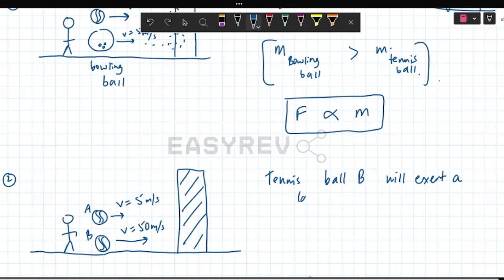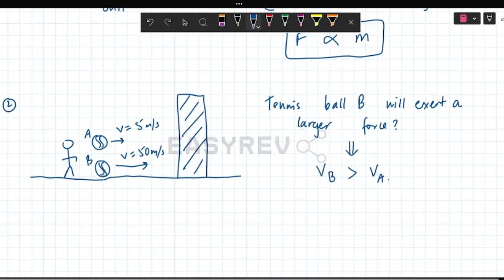And did you notice how you were able to conclude this? This time, notice you didn't really compare their masses because it turns out that both tennis balls have the same mass, they're identical. What is different for both of them is their velocity. And it's precisely this that you were comparing. You realize that the velocity of tennis ball B is greater than the velocity of tennis ball A, which is why the force that B could be exerting must be larger than whatever force A is exerting.